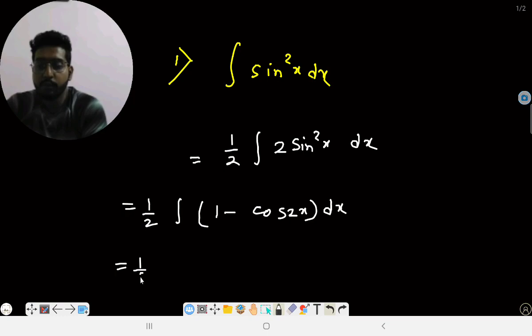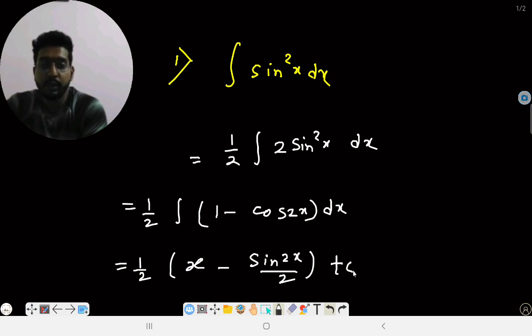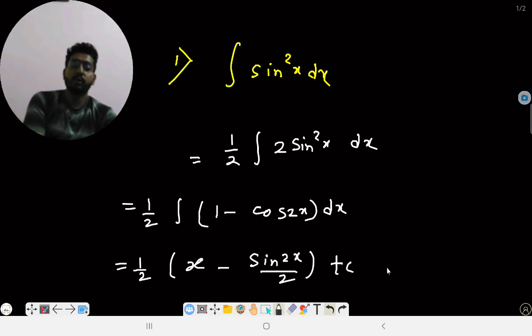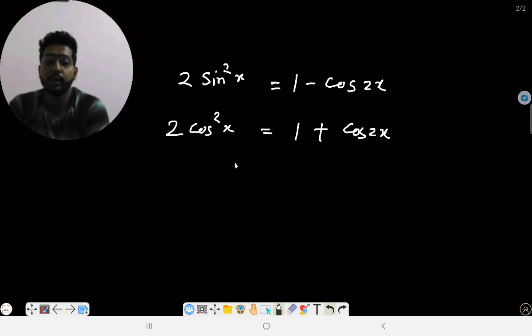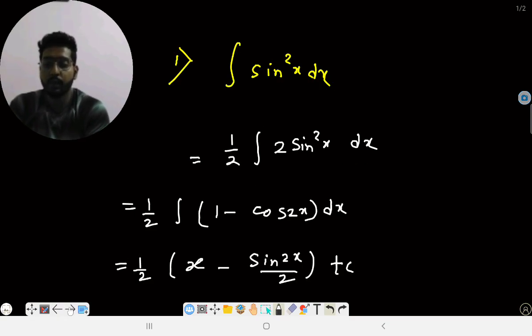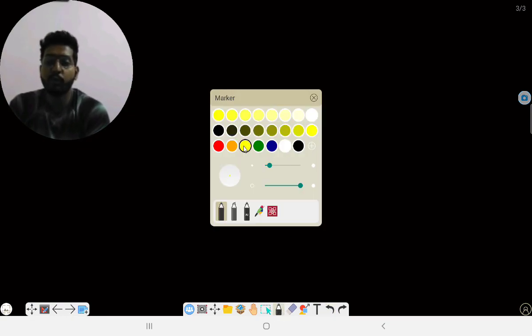Now half, what is the integration of 1? The integration of 1 is x, and integration of cos 2x will be sine 2x by 2, plus c. Okay, so that will be the integration of sine square x. Similarly, integration of cos square x we can do like this. Here in integration of cos square x you have to use that formula, 1 plus cos 2x. Okay, done.